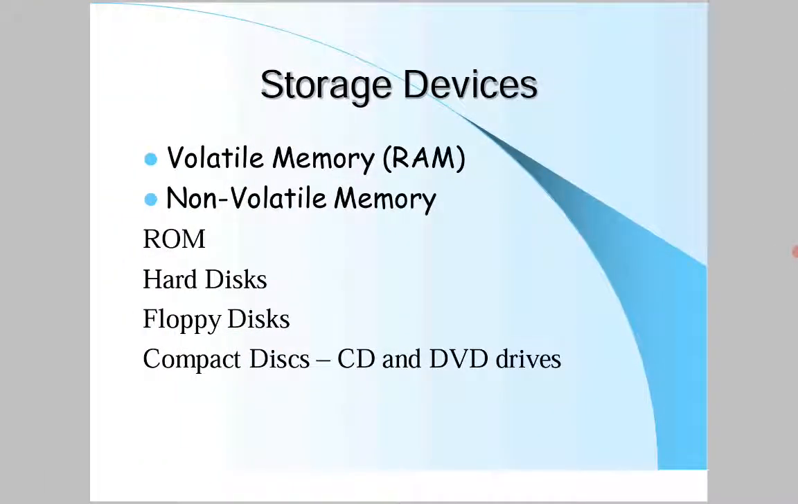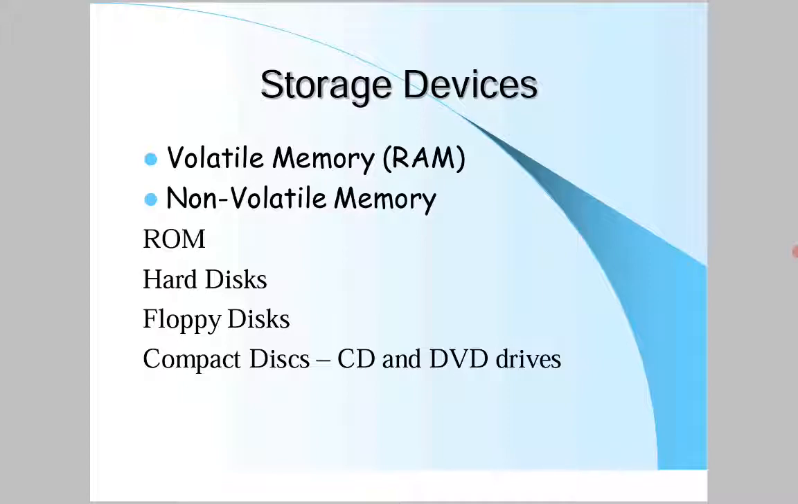What are storage devices? Generally in storage devices we use memory as an important component of a system. What is memory? Memories are generally used to store the data or information inside a computer. Basically memories are of two types, volatile and non-volatile. Volatile means temporary memory, also called the main memory or primary memory of a system.